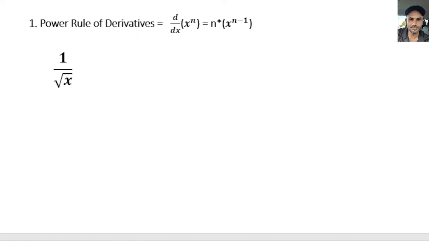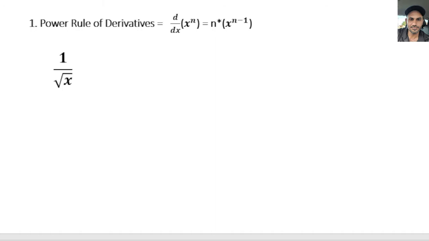Hello, welcome everyone. In this video, I'm going to work out a couple of examples of a square root function. In this particular case, our square root variable is in the denominator. So we're going to use the power rule of derivatives to figure out the derivatives for these two examples that I have in this video.